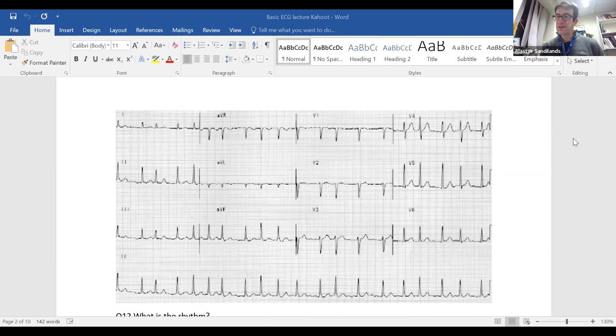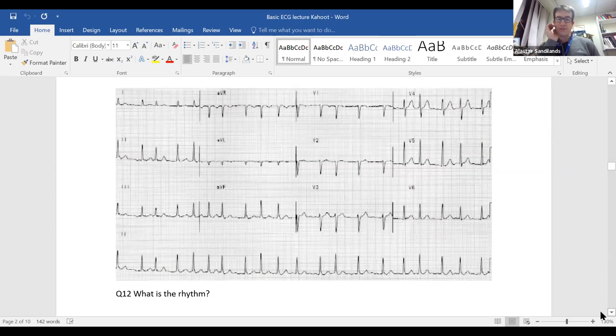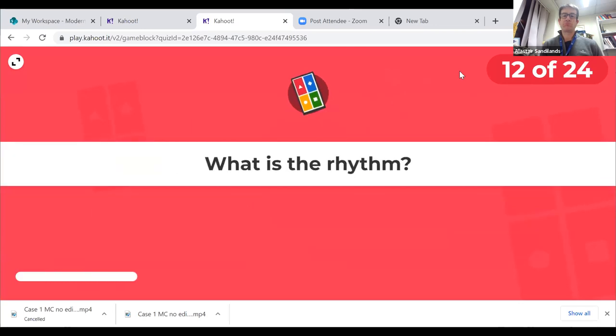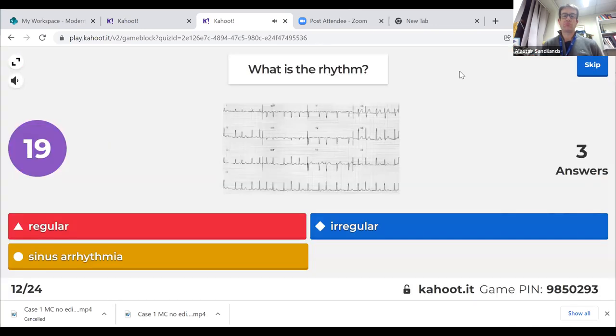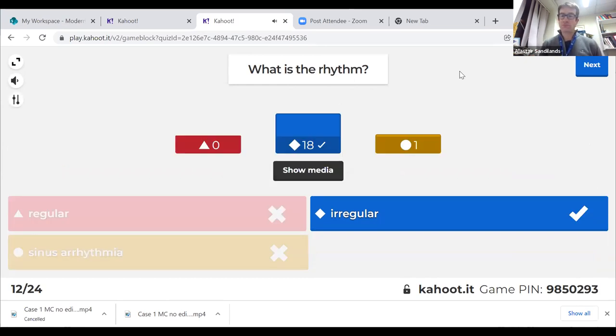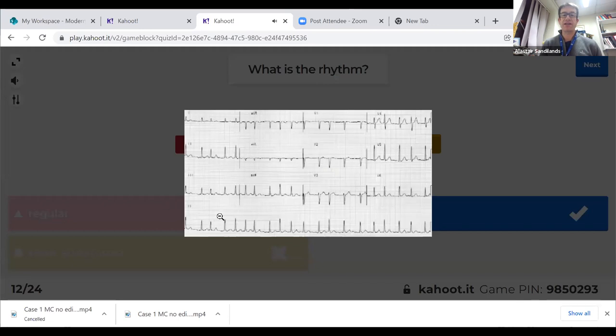Right. So next question. Hopefully you can see that. What is the rhythm? Question 12. Great. Yeah, so it's clearly irregular and this is atrial fibrillation.